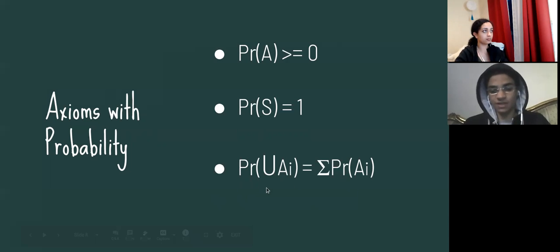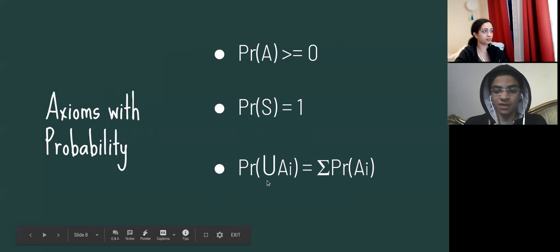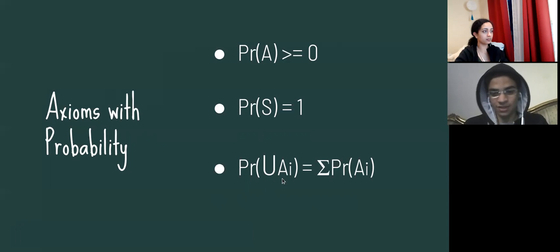The last axiom is that if I take the probability of disjoint sets, these sets A sub I, where I is just an index, similar to the indexed family of classes that we spoke of. So A sub I is just a set, and then you can keep changing the index. Assuming that all these sets are disjoint, so there are no common elements between them, the probability of the union of these sets is just the sum of the probabilities.